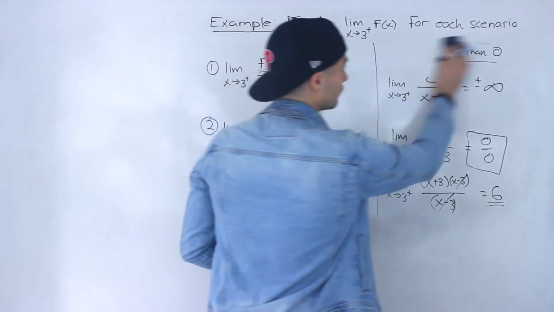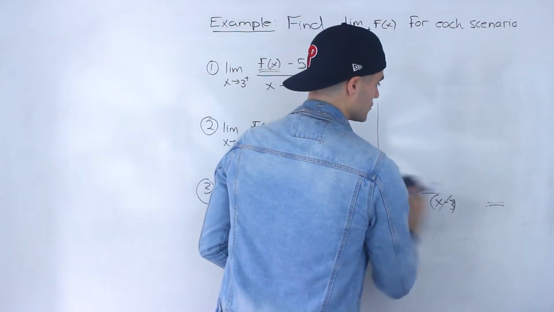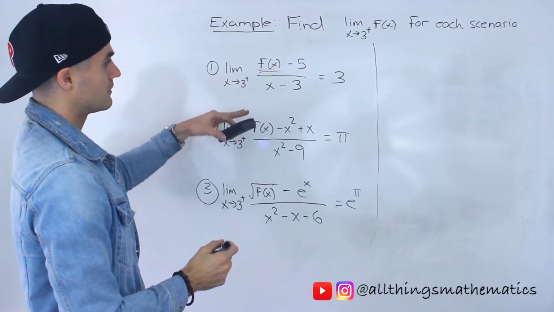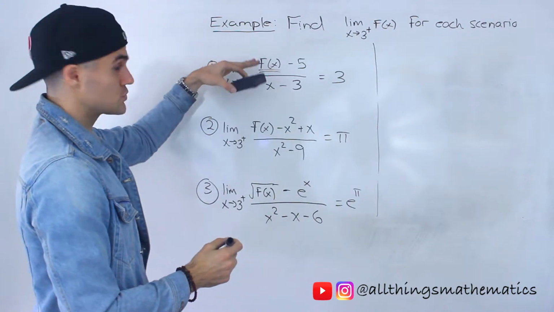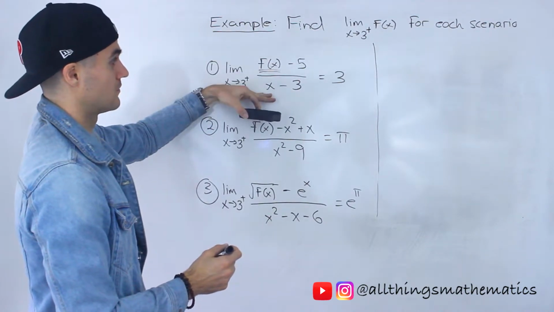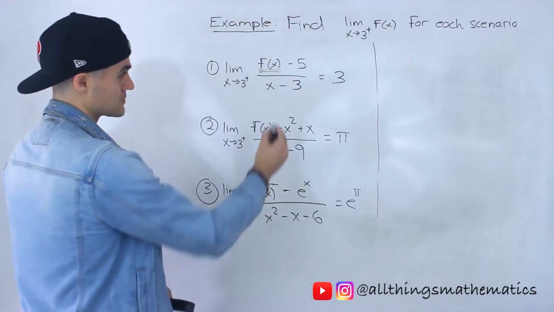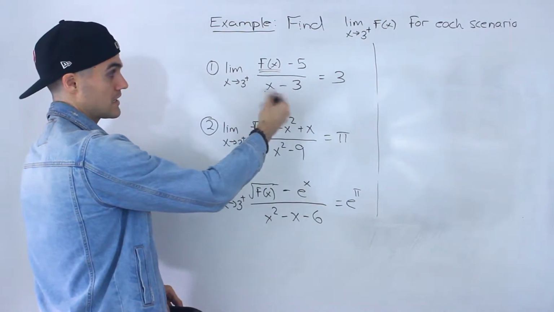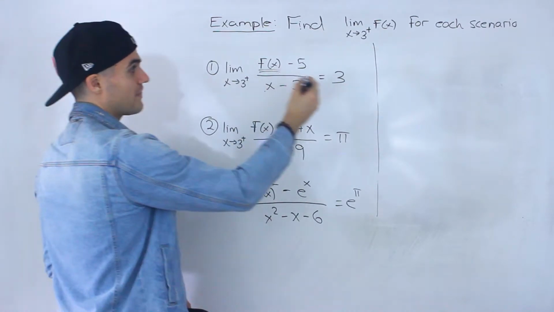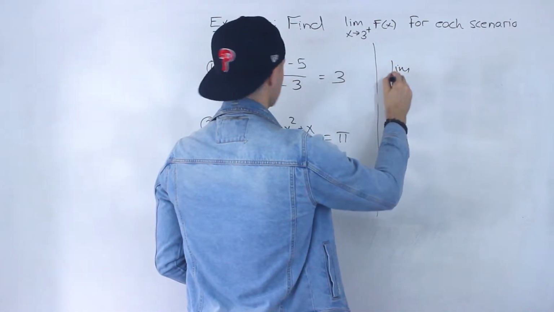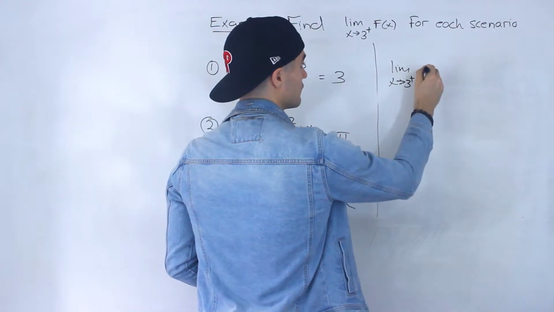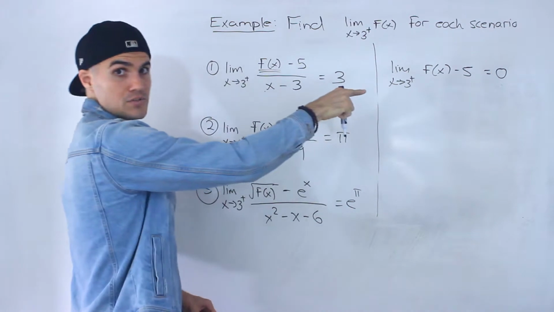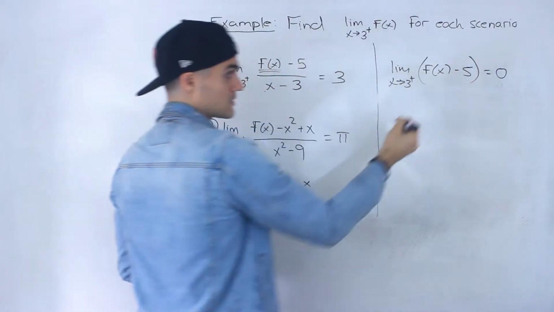But the point of all of this is that whenever you see something like this, basically you know that if you do a direct substitution initially, it's got to be 0 over 0. And notice that if we do a direct substitution in the denominator, we could tell 3 minus 3 is going to be 0. And so what that means is that the limit as x approaches 3 from the positive side of f of x minus 5, this has to equal 0. The limit of that numerator has to equal 0 as well.